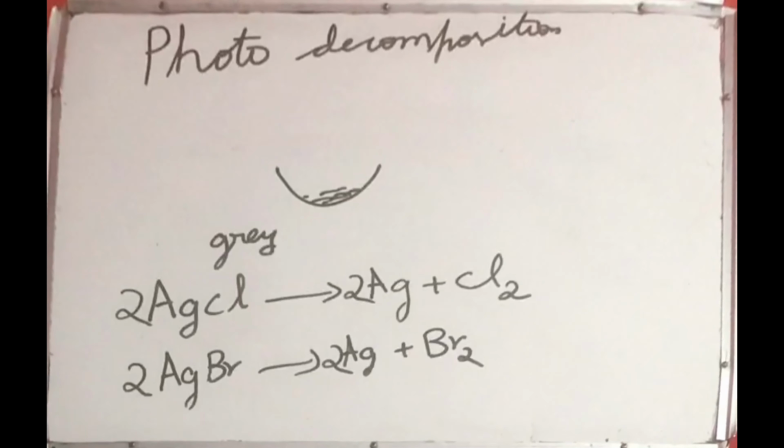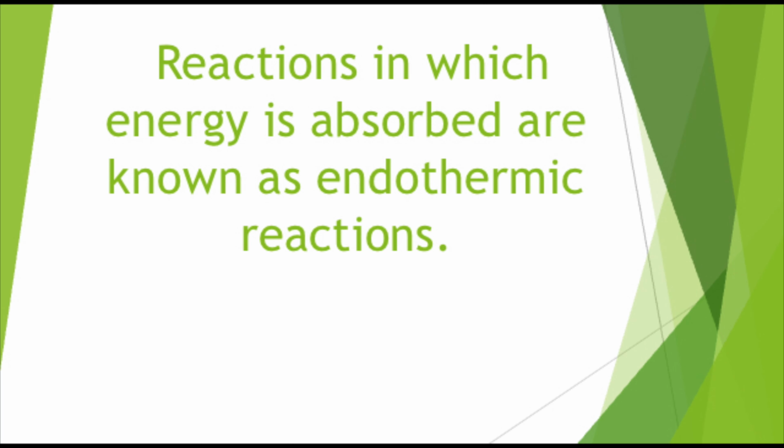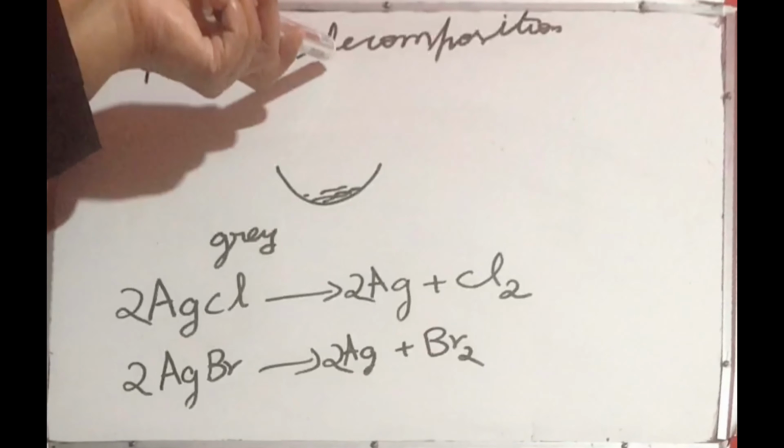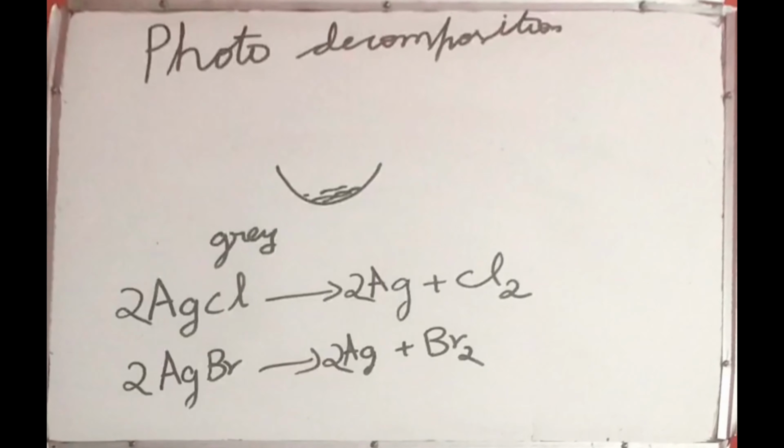In all these reactions, what have we noticed? All these reactions take place with the supply of energy. That is, in thermal decomposition, heat; in electric decomposition, current; in photo decomposition, light. So the reactions in which energy is absorbed are known as endothermic reactions. To define: a reaction in which energy is absorbed is known as an endothermic reaction. So decomposition reaction is an example of an endothermic reaction.